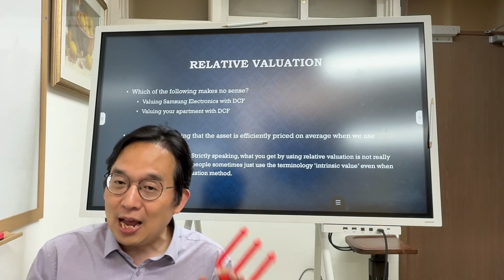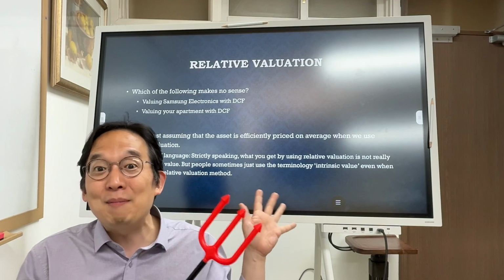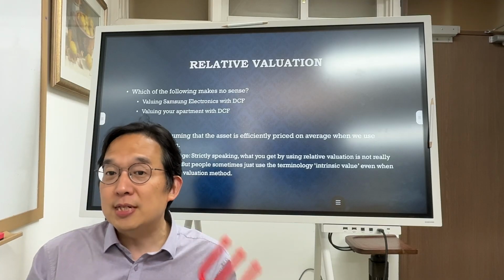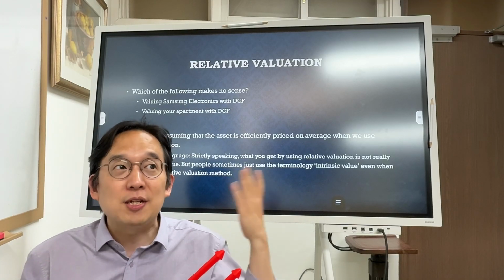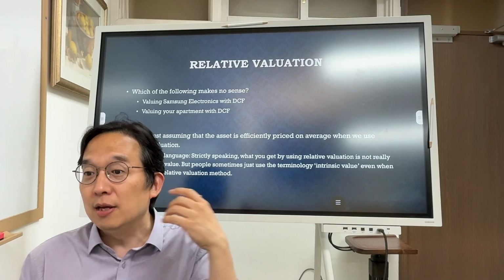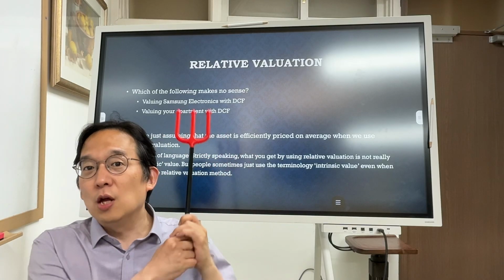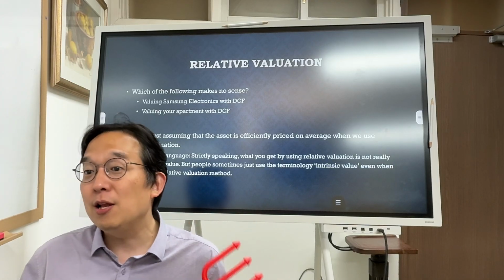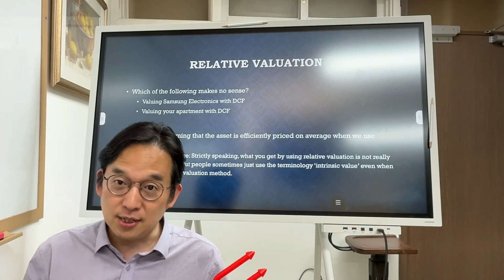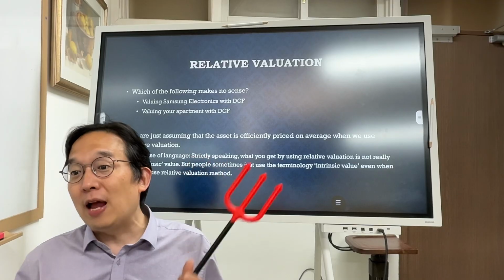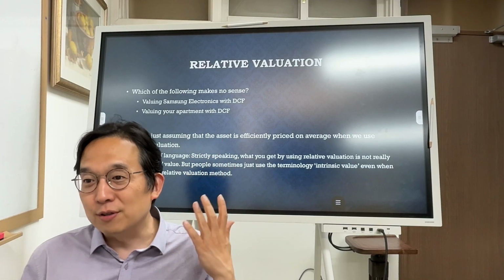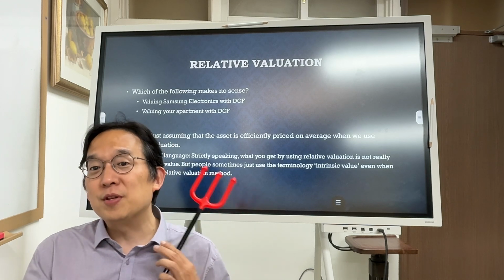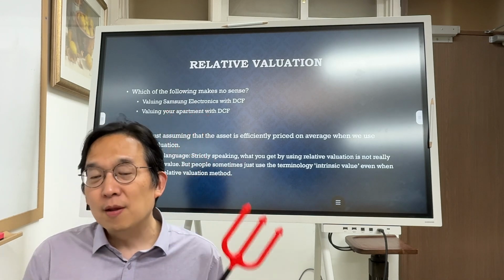So this is kind of a different family compared to DCF, okay? The discounted future cash flow method, you remember FCFE, FCFF, dividend discount model, and things like that. The question is, which of the following makes no sense? Number one, valuing your Samsung Electronics with DCF. Number two is valuing your apartment using DCF. Which one rather makes no sense? Actually, the second one does not make sense.